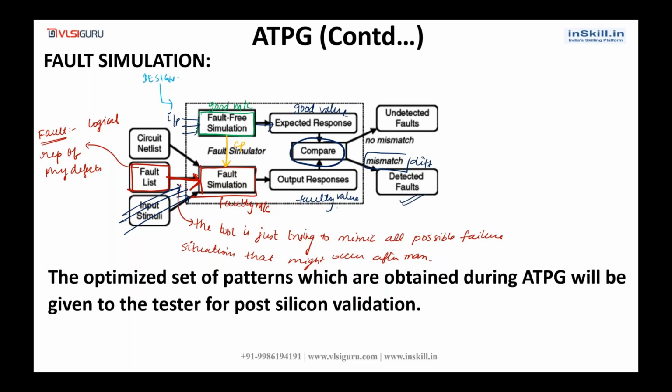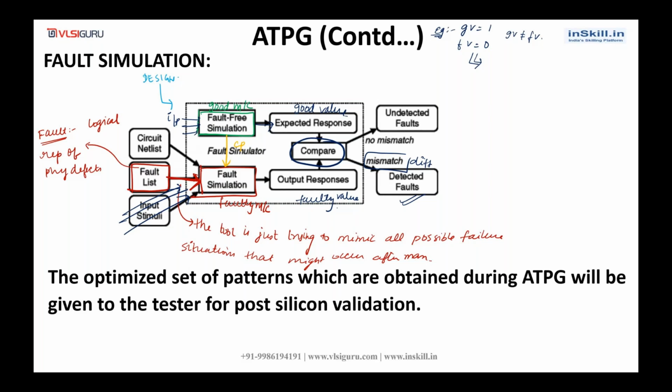So for example, let's consider the good value is 1 and the faulty value is 0. So the good value and faulty value are a mismatch. Mismatch means they are different. The good value is not equal to the faulty value. So what does it imply? For a particular fault, if a particular pattern gives good machine simulation as 1 and faulty machine simulation as 0, what does it imply?